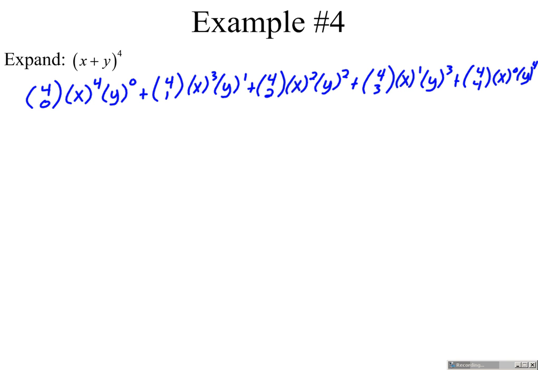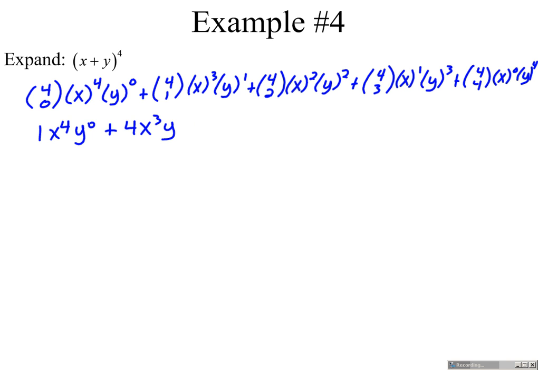From here now, each one of these are combinations. 4 choose 0, 4 choose 1, all the way up through 4. So begin evaluating here. 4 choose 0. You can get it from Pascal's Triangle, or you can plug it into your calculator. We get 1, x to the 4th, y to the 0. 4 choose 1 is 4.